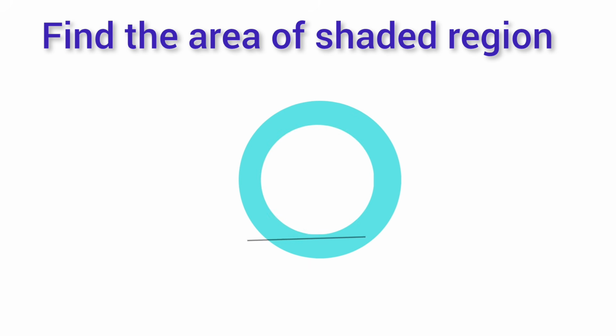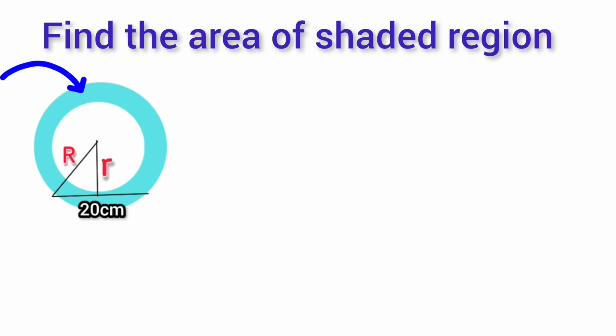In this question, two concentric circles are given where the length of the outer chord is 20 centimeters and the radii are not given. So how to find out the area of the shaded region? This smaller radius is a perpendicular bisector of the chord.